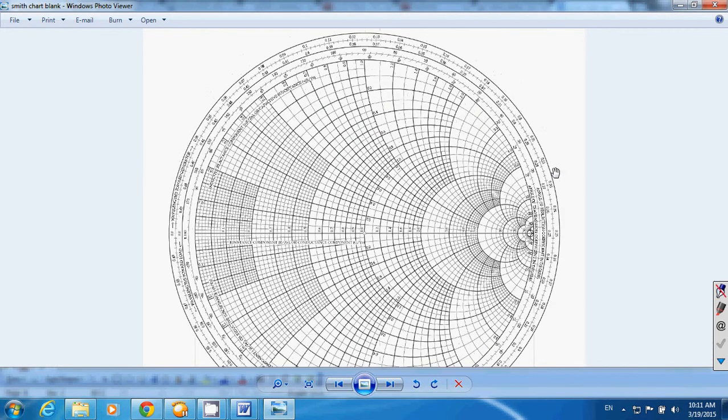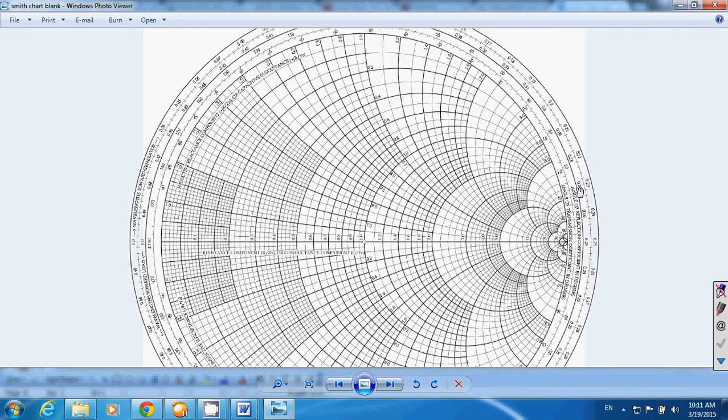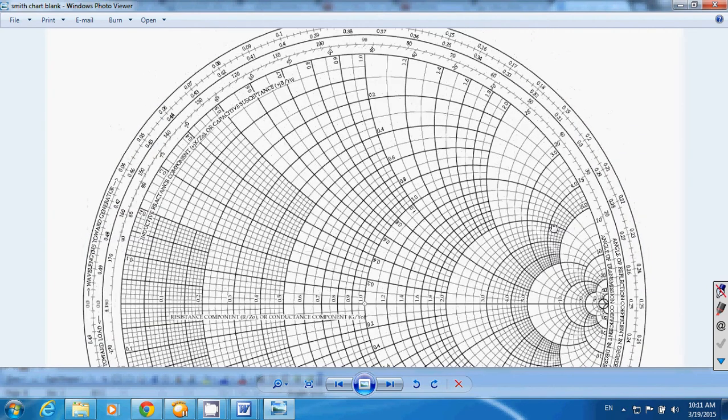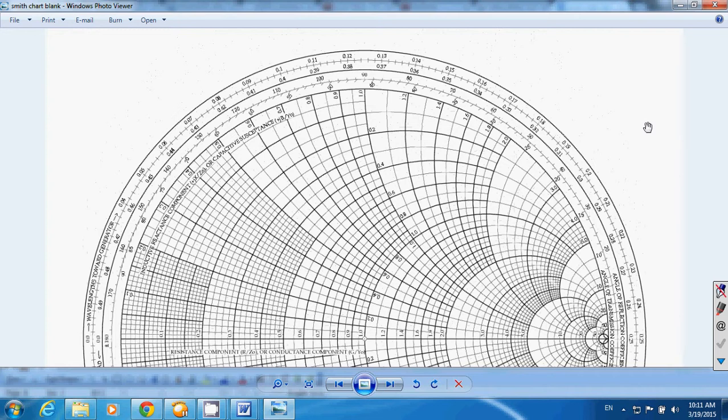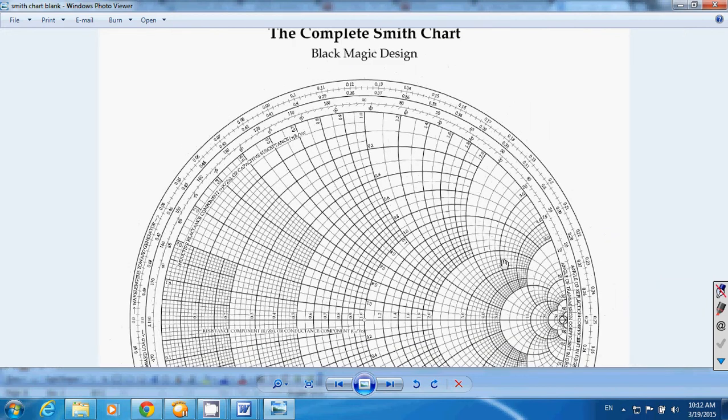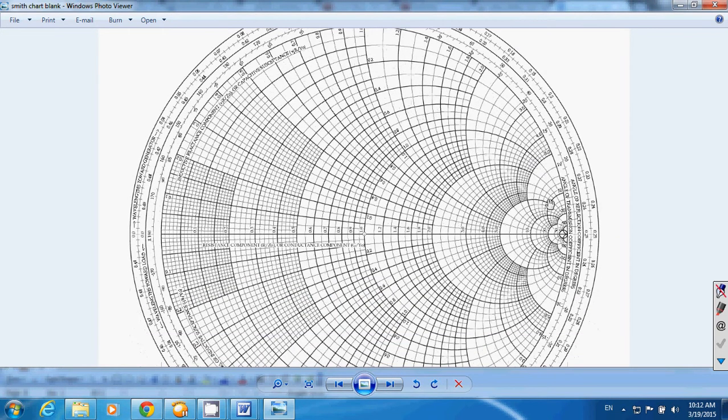This is how the Smith chart looks like. There are so many numbers on the chart, but I will explain later on what these numbers are about. Now let's get back to the transmission line.